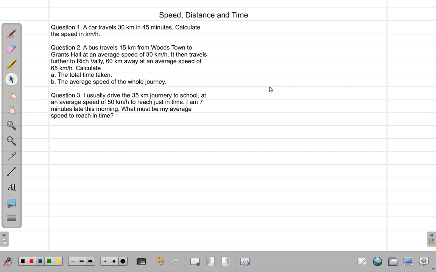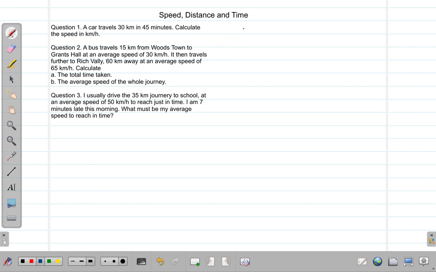Here I have 3 questions dealing with speed, distance, and time. What I want you to do is to pause the video and answer question 1. So go ahead and pause. Okay, good. So you've answered question 1. Let's see how it goes. A car travels 30 kilometers in 45 minutes. Calculate the speed in kilometers per hour.